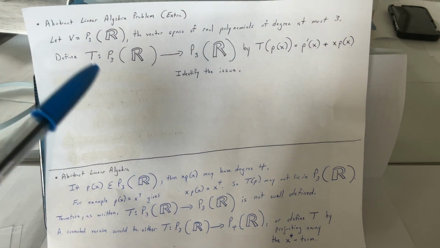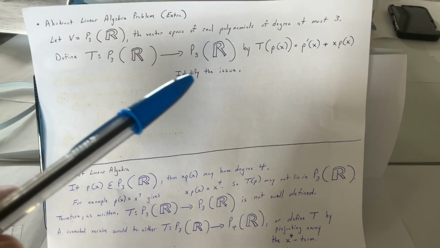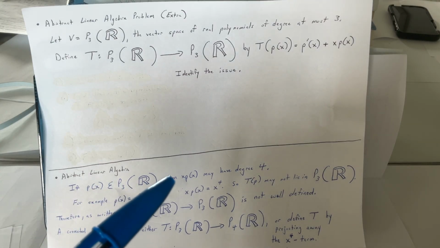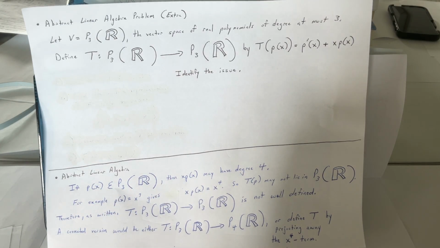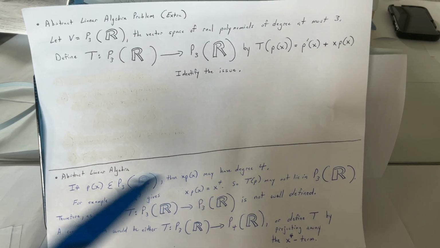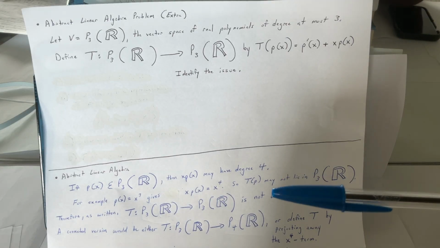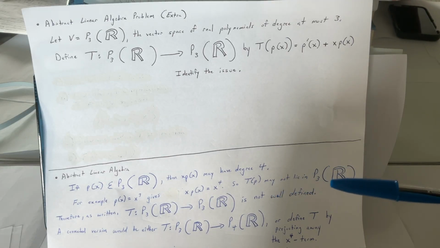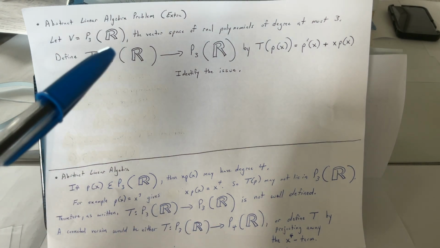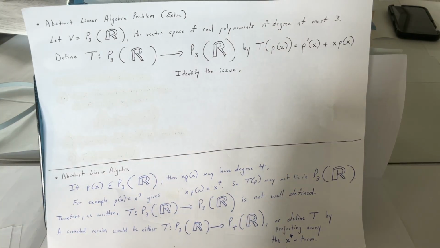So if we define it as this from P3 of R to P3 of R, we want to identify the issue here. In this abstract linear algebra application, if p of x is an element of P3 of R, then x p of x may have degree 4. For example, p of x equals x cubed gives x p of x equals x to the 4th. So an issue is T of p may not lie in P3 of R. Therefore, as it's written originally, this is not well defined.